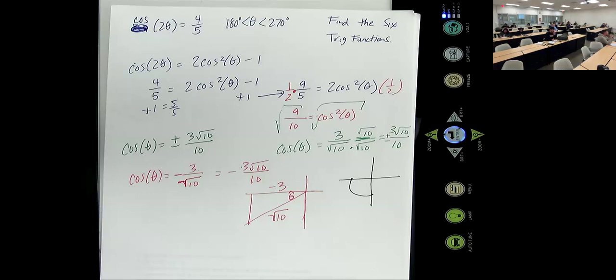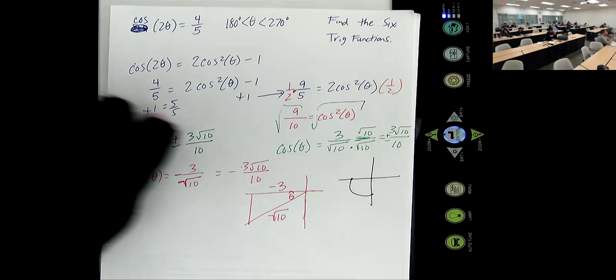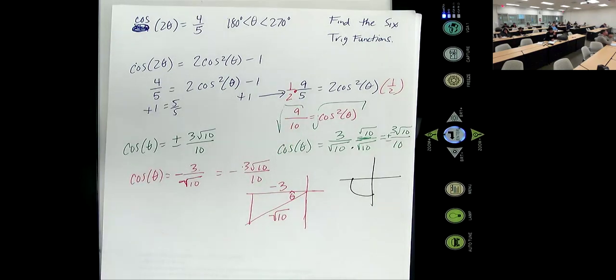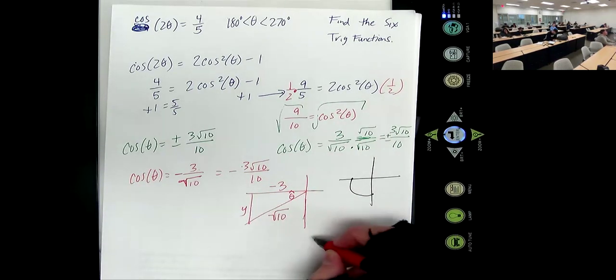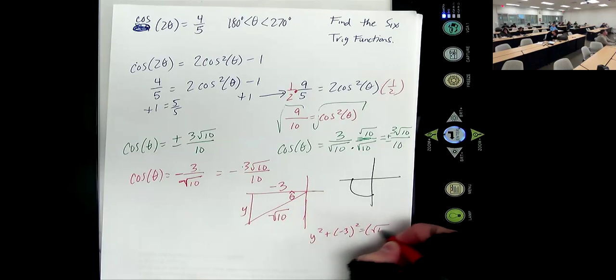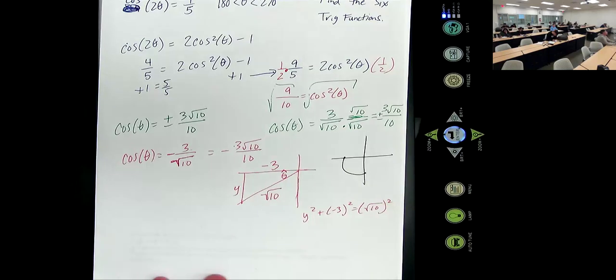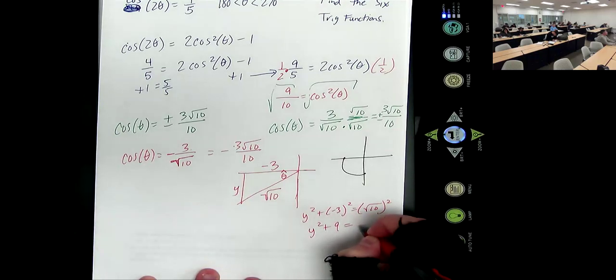This is one way to do it. We could have gone back and done the same thing with cosine 2 theta equals 1 minus 2 sine squared, and found sine theta the other way, using the other formula. But I don't think anyone likes doing all the algebra. It might be easier just to do this little triangle thing. I don't know what that value is, I've got y squared plus negative 3 squared equals square root of 10 squared.